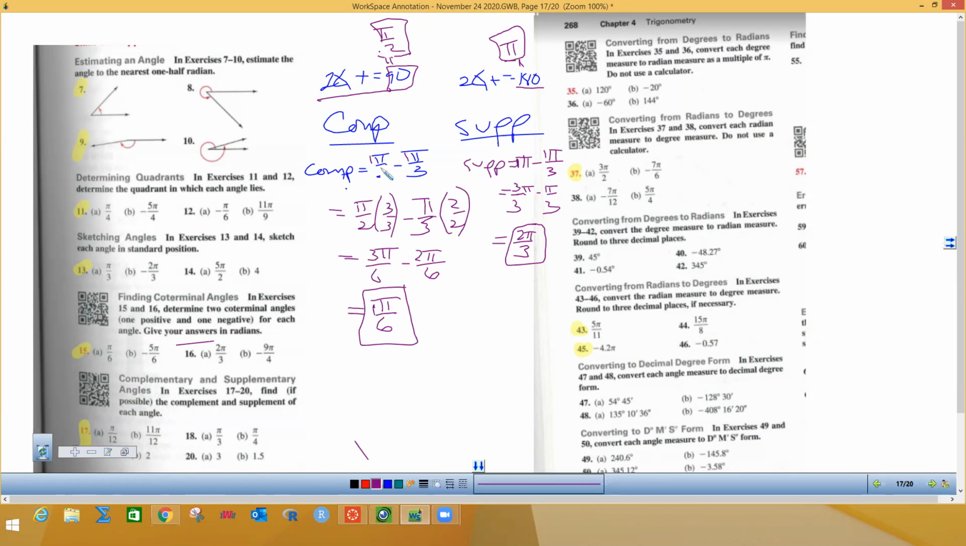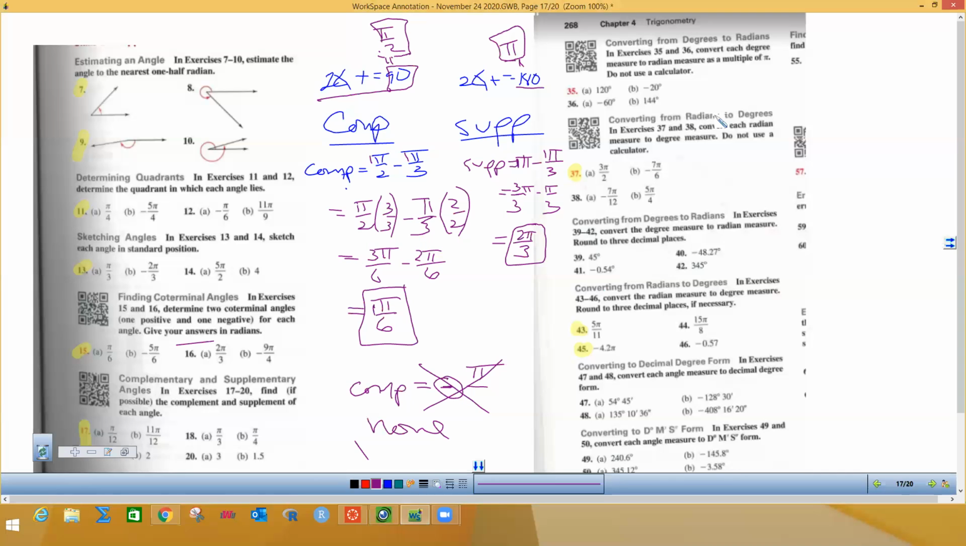So that's why over here, if you remember yesterday, we took 90 minus the degrees and 180 minus degrees, but now we're doing radians. So it's pi over 2 minus the radians and pi minus radians. Now remember, when you're doing complements and supplements, some of these will give you negative answers. If you get any negative answers, this does not work, and the answer is none. There is no complement because you can't do negative complements.